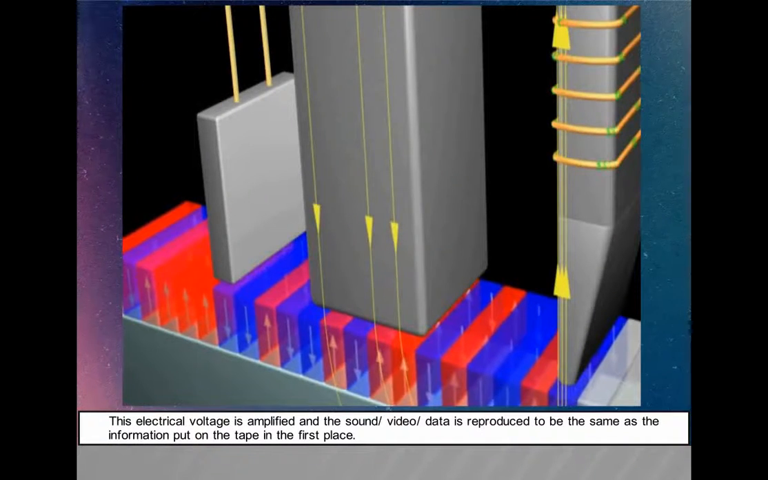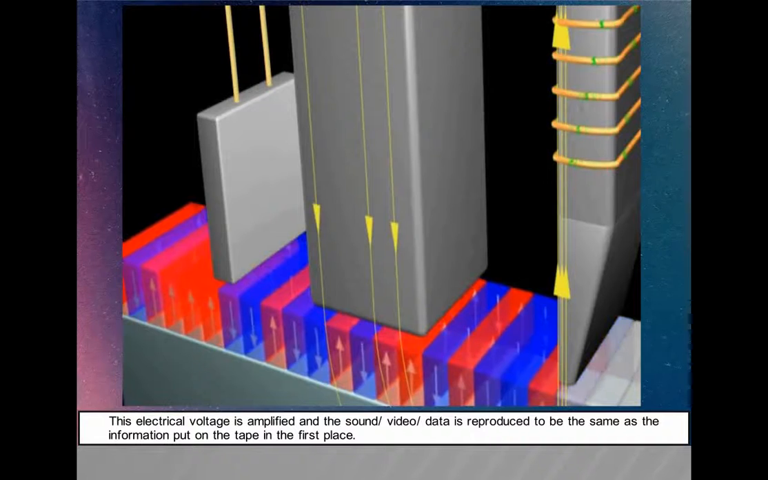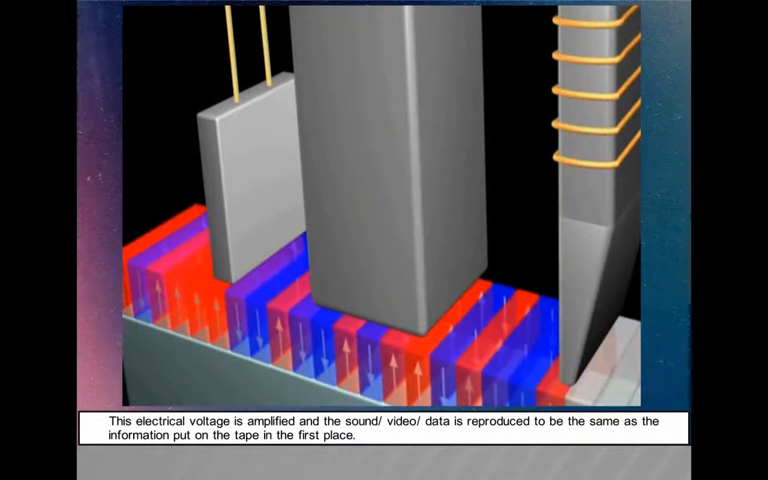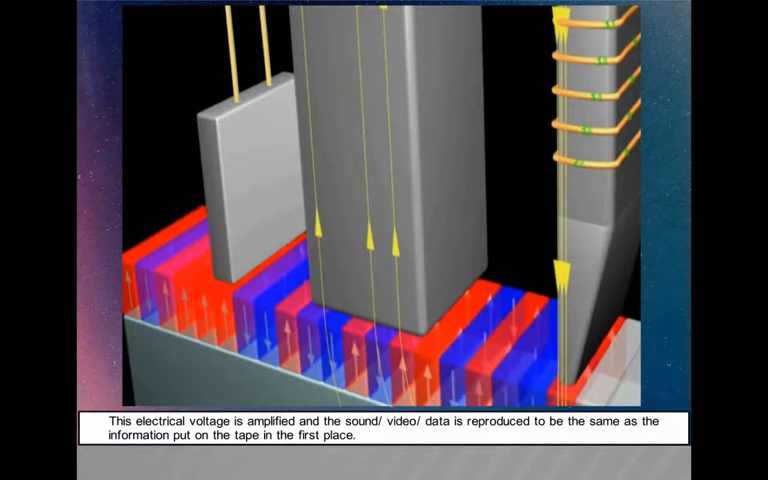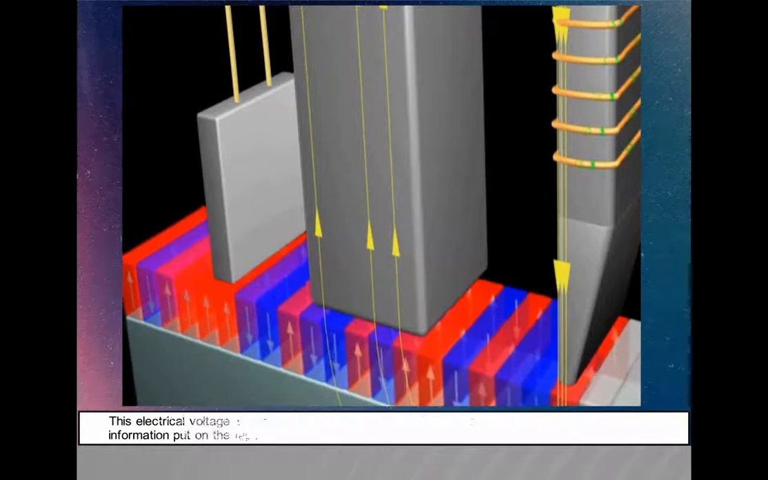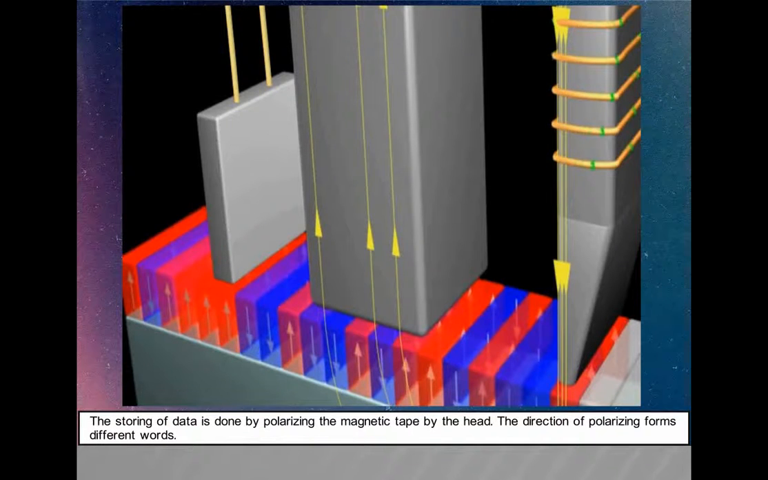This electrical voltage is amplified and the sound or video or data is reproduced to be the same as the information put on the tape in the first place. The storing of data is done by polarizing the magnetic tape by the head. The direction of polarizing forms different words.